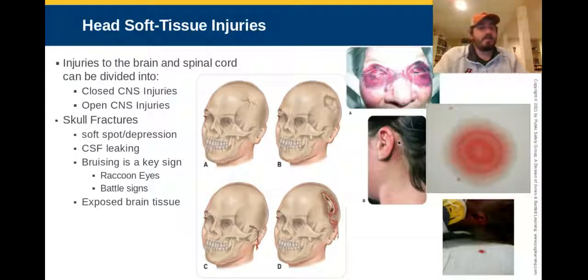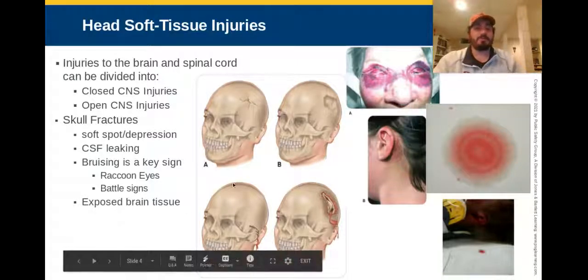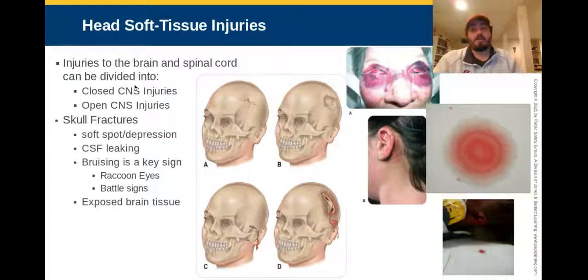All right, and then we have what's called Battle's sign. This is actually a really serious one to look for too, which is behind the ears. You can see right here, there's some black and blue bruising behind the ears. That's going to be the sign of a basal skull fracture, someplace back here. And then obviously exposed brain tissue. If you could see brain, that is not good. That's going to be an obvious sign of soft tissue injury.